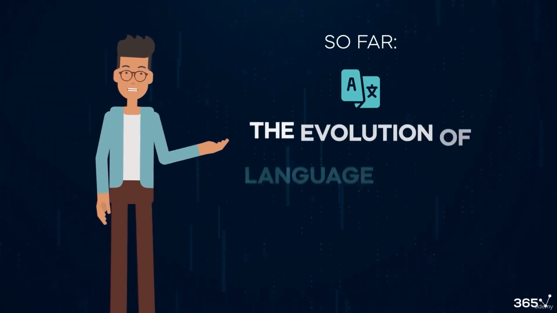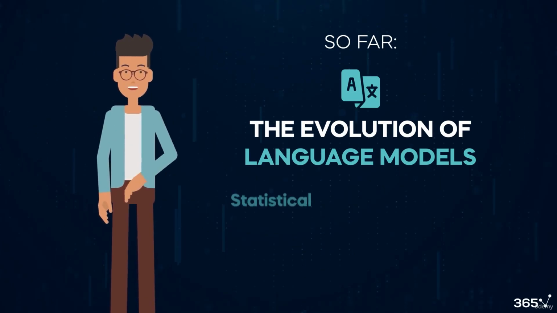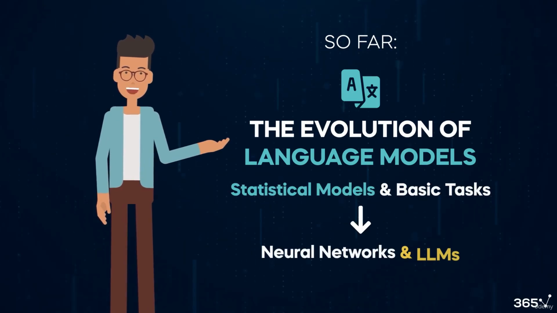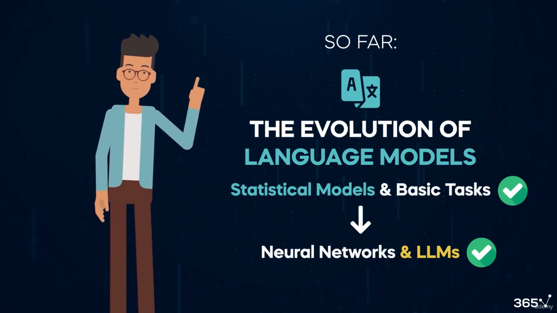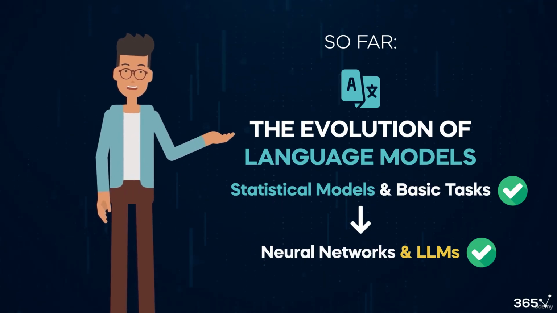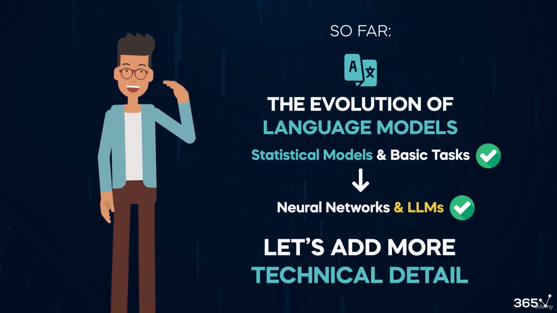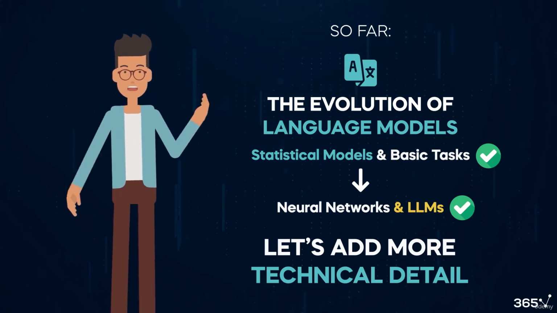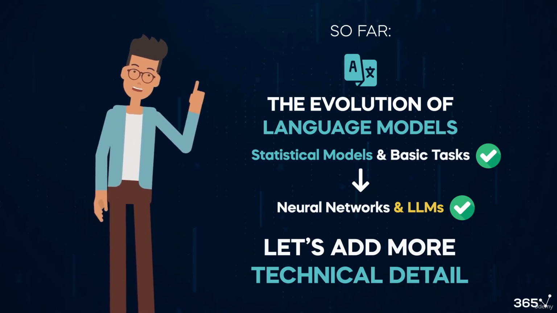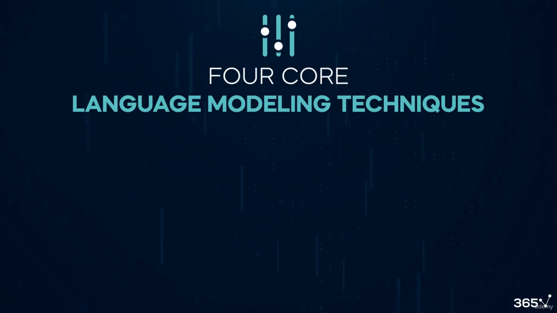Earlier, we discussed the incredible evolution of language models, from statistical modeling and basic tasks to advanced neural networks and LLMs. In this lesson, I would like to explore the world of language modeling more, adding technical detail to the picture. This will help improve our overall understanding. We'll describe 4 core techniques used for language modeling throughout the years, and how each solved the preceding issues.